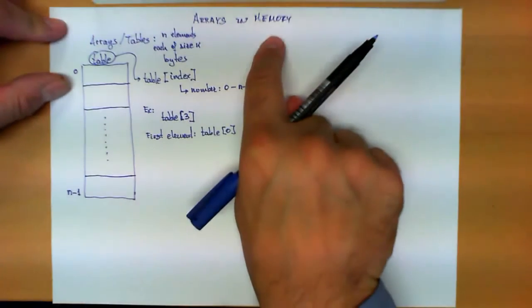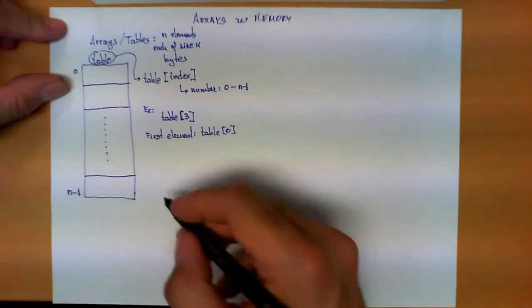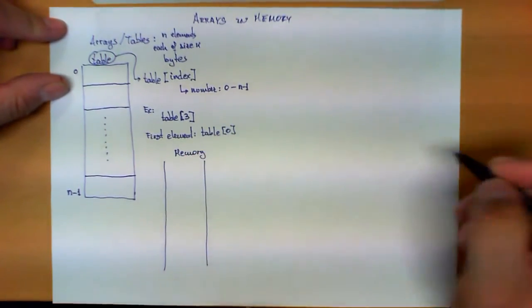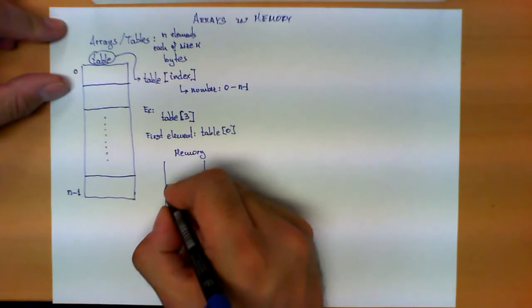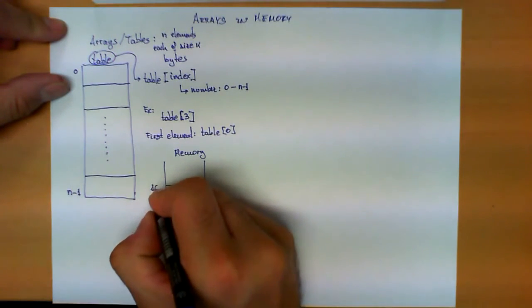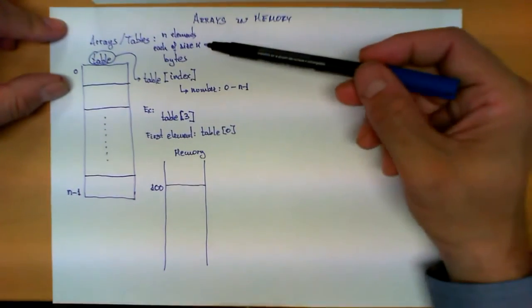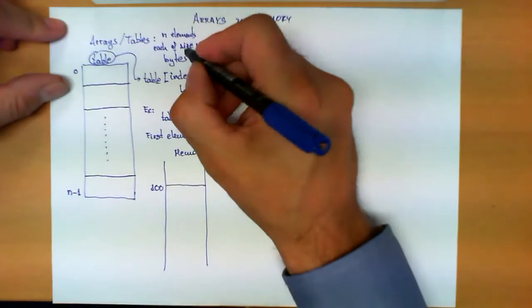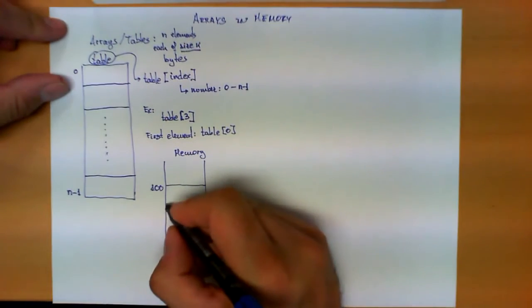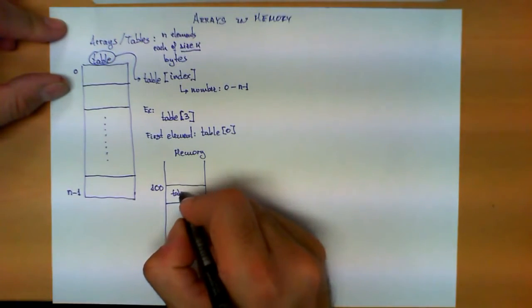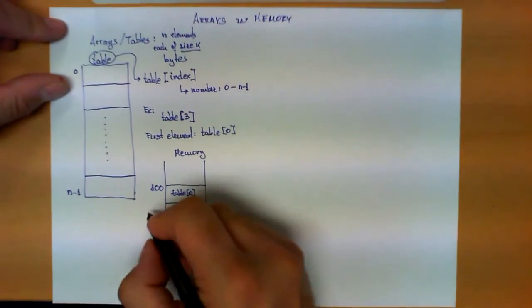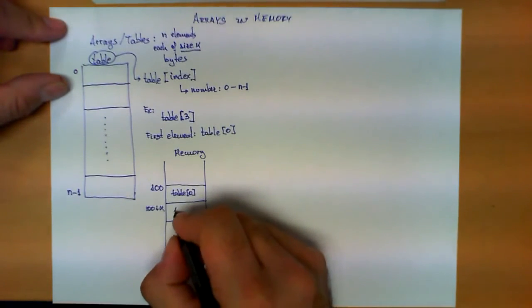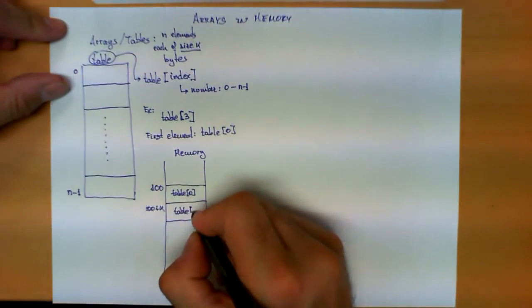Now let's see how this data structure would map into the memory of a computer system, and it's actually fairly straightforward. Let's assume this is the memory, and let's pretend that this data structure is stored beginning at the address 100. In other words, the first byte of the first element of this table is stored in position 100, then 101, 102, and so on. Since we know that the table has elements of size k, the following element, after table of 0, will be stored in position 100 plus k, and we refer to that element as table, or whatever name we give to our array, 1.